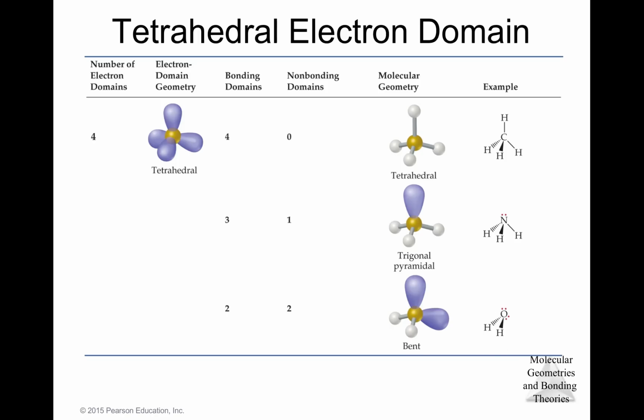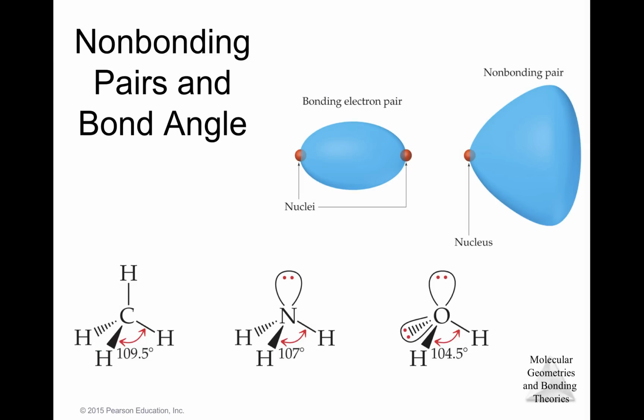Okay, so we need to look into a little bit more detail now about the subtleties of bonding versus non-bonding electron pairs. Imagine this is a depiction of a bonding electron pair between two nuclei, and this is a depiction of a non-bonding pair, so it's just one atom with a lone pair. You can see that the lone pair is actually bigger, has a larger steric demand than a bonding pair. And that's reflected in the geometry.